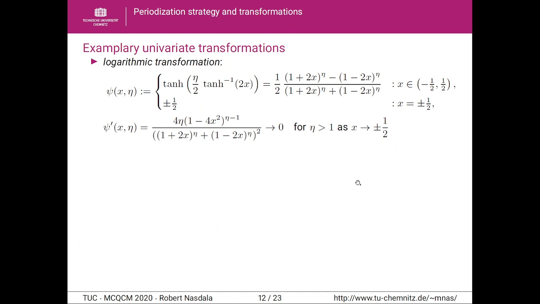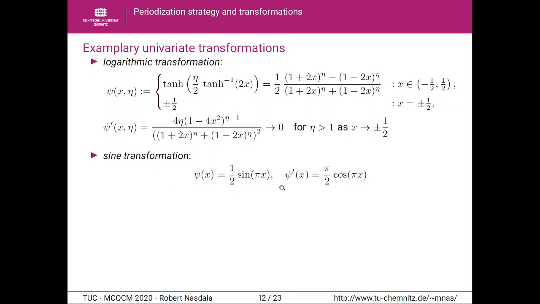And now to show you an example. First, we have a logarithmic transformation, which is a composition of the tangent hyperbolicus with the parametrized inverse of the tangent hyperbolicus, which simplifies to a parametrized rational polynomial. And indeed, the first derivative of those go to 0 as we approach the boundary points if eta is greater than 1. And I will show you the effects of this parameter in a moment. Another example is a static transformation, which is simply the sine function.